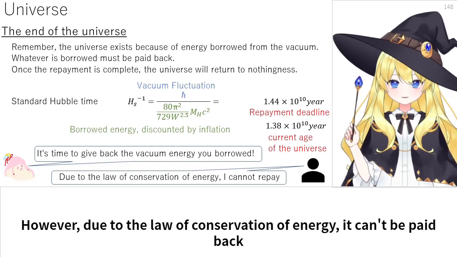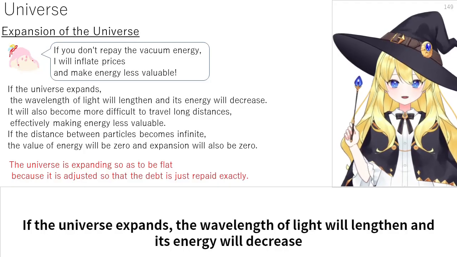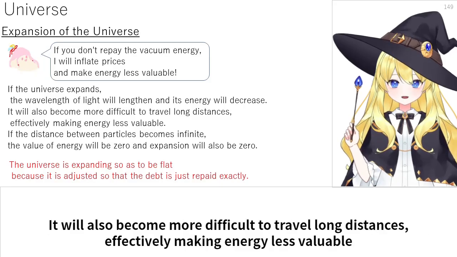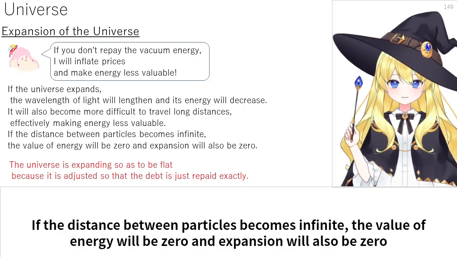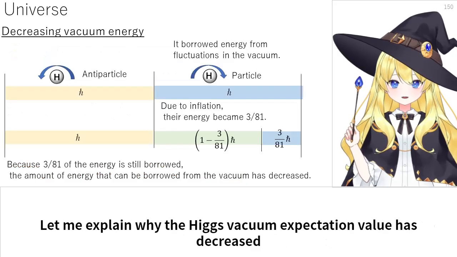However, due to the law of conservation of energy, it can't be paid back. God has thought of it. If you don't repay the vacuum energy, I will inflate prices and make energy less valuable. If the universe expands, the wavelength of light will lengthen and its energy will decrease. It will also become more difficult to travel long distances, effectively making energy less valuable. If the distance between particles becomes infinite, the value of energy will be zero and expansion will also be zero. The universe is expanding so as to be flat because it is adjusted so that the debt is just repaid exactly.